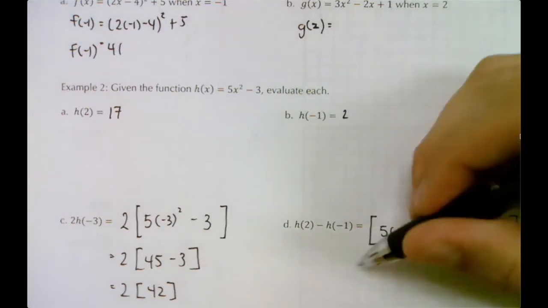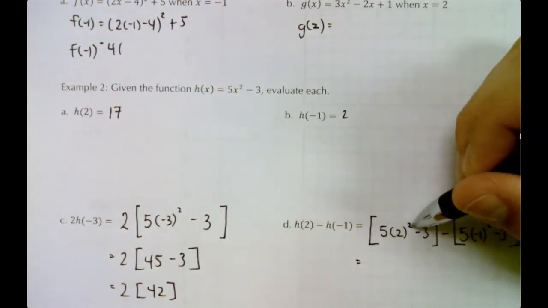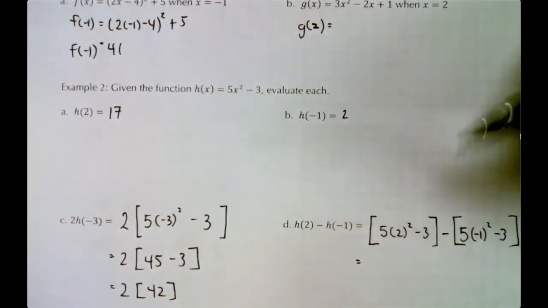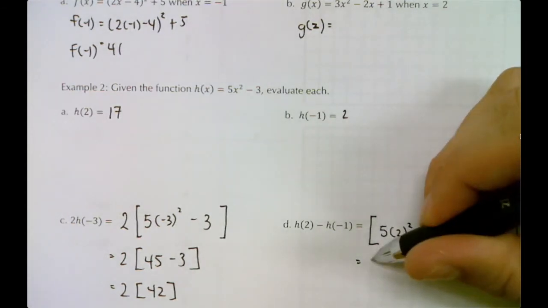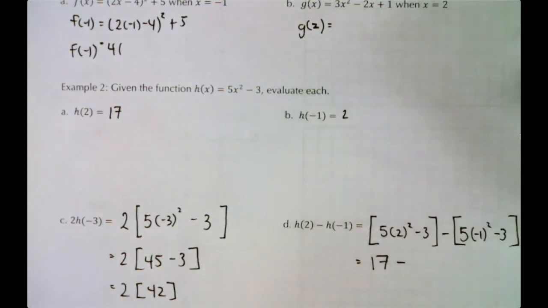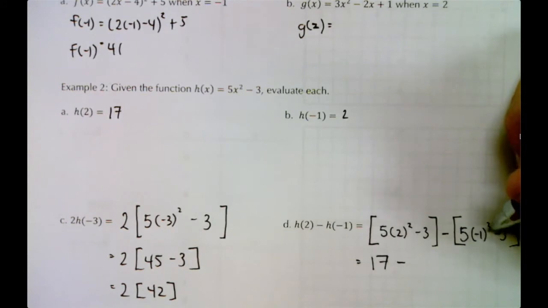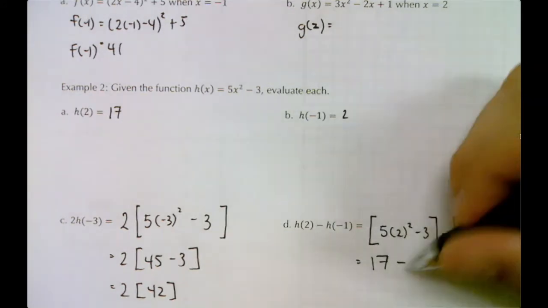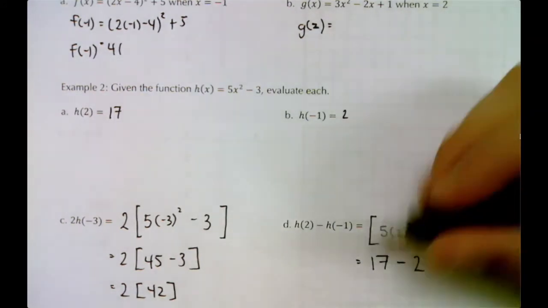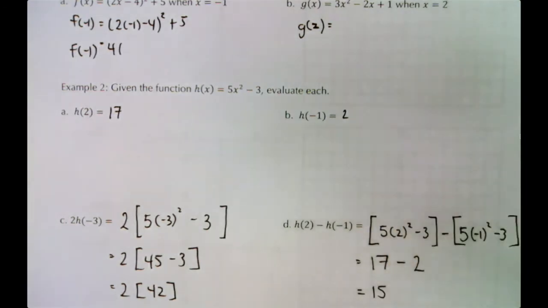Now we have to do a little bit of math. 2 squared is 4. 4 times 5 is 20. Minus 3 is 17. Negative 1 squared is 1. 1 times 5 is 5. Minus 3 is 2. We end up with 17 minus 2, which is 15. So that's working with function notation.